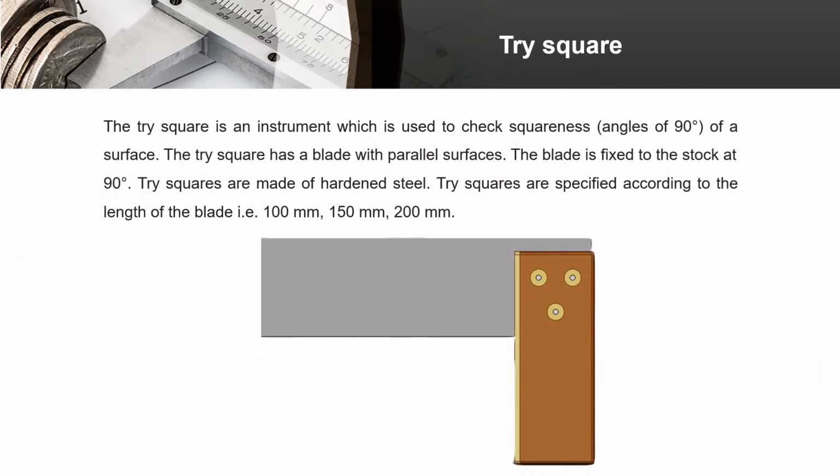Trisquare. The trisquare is an instrument which is used to check squareness of a surface. The trisquare has a blade with parallel surfaces. The blade is fixed to the stock at 90 degrees. Trisquares are made of hardened steel. Trisquares are specified according to the length of the blade, that is 100 mm, 150 mm, 200 mm.